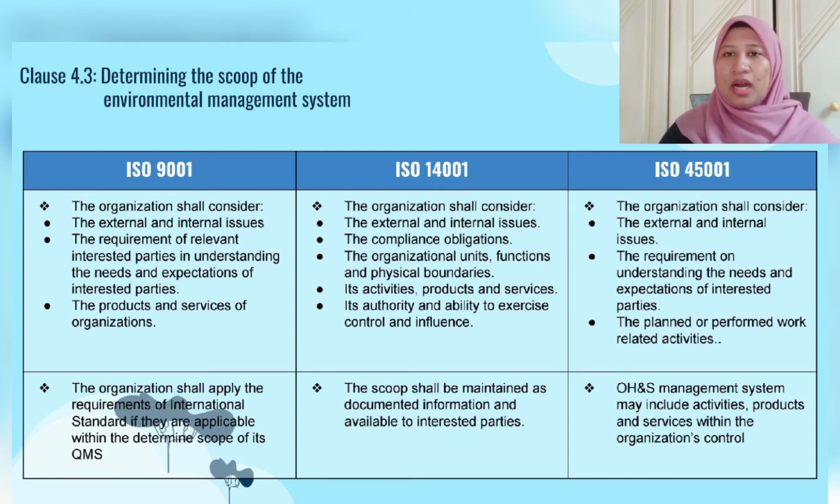management system. For ISO 14001, the organization shall consider the internal and external issues, the compliance obligations, the organizational units, functions, and physical boundaries, its activities, products, and services, its authority and ability to exercise control and influence. The scope shall be maintained as documented information and available to interested parties.